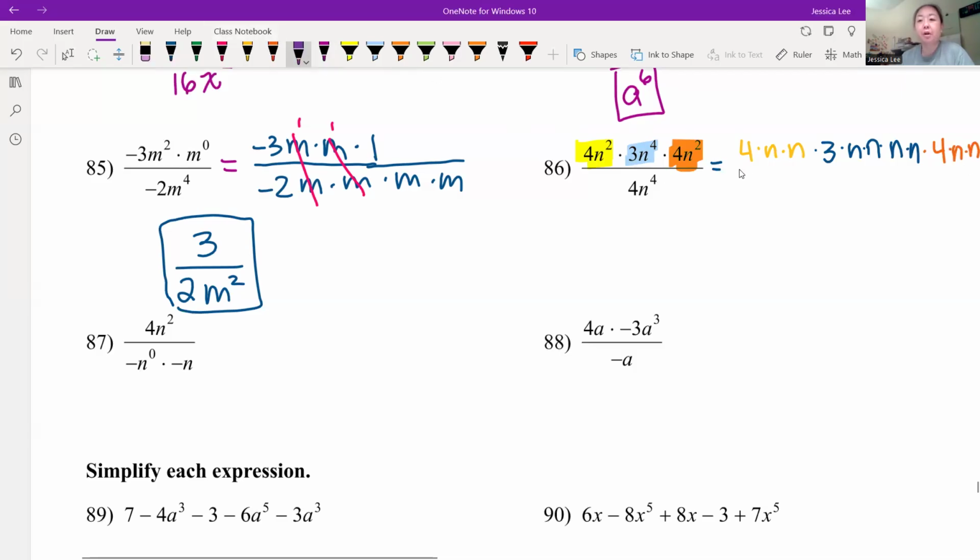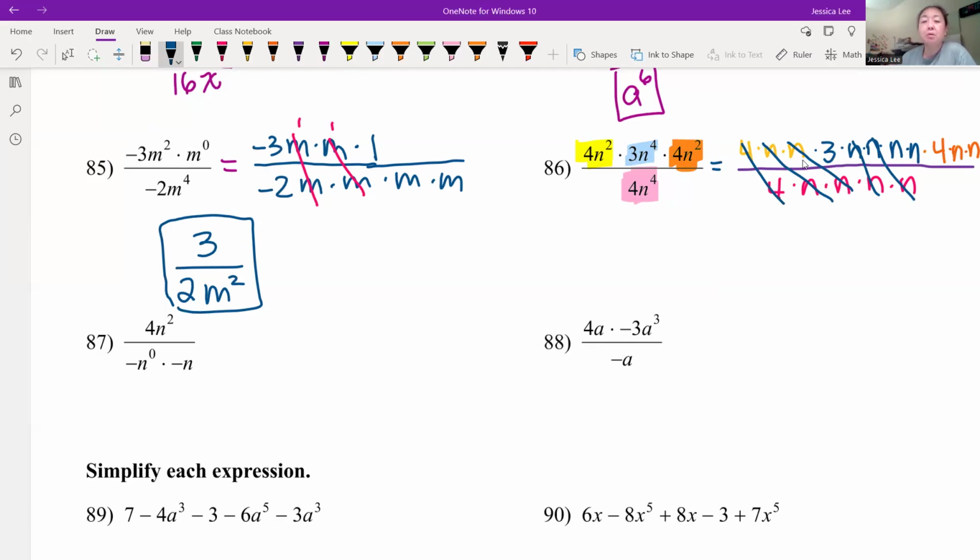And have their fraction bar just like that. And then on the bottom, we have pink. And we'll be like 4 times n times n times n times n. 4. All right. So now what we're going to do is we're going to just find ones. So n over n, n over n, n over n, n over n. But 4 divided by 4 is also 1. You see what I'm saying?